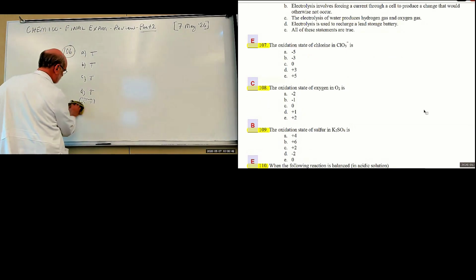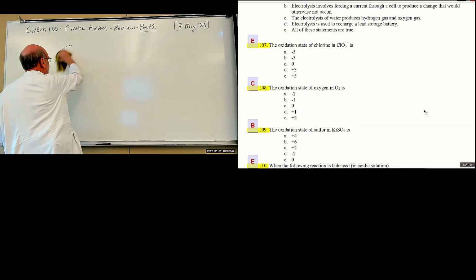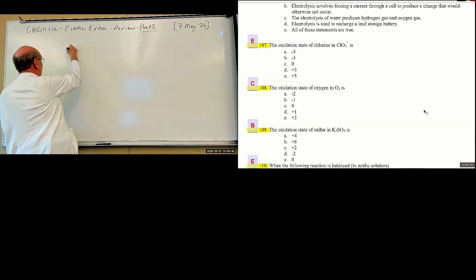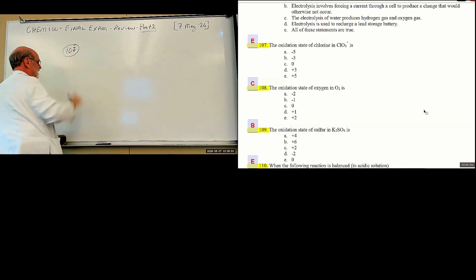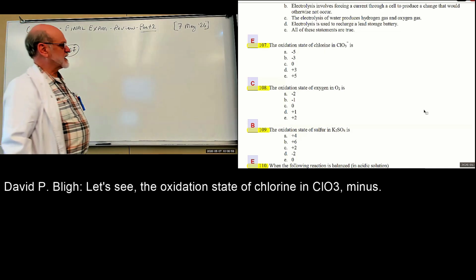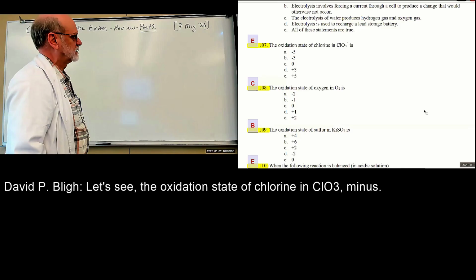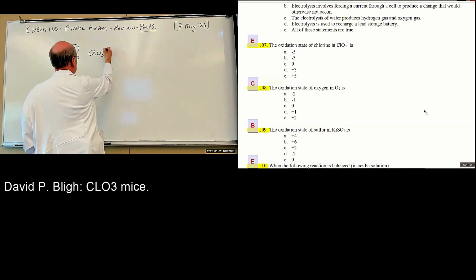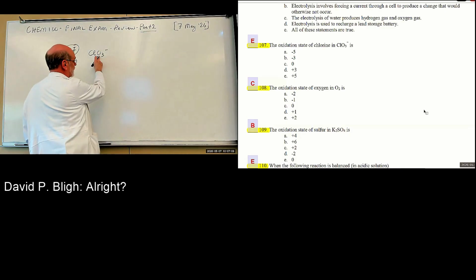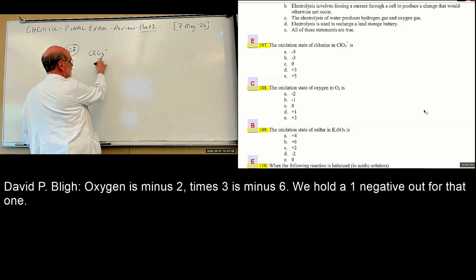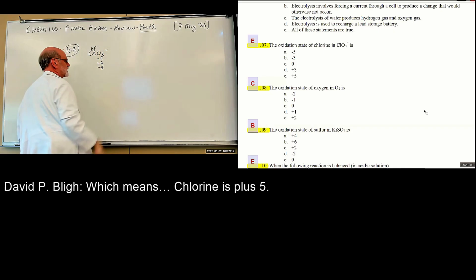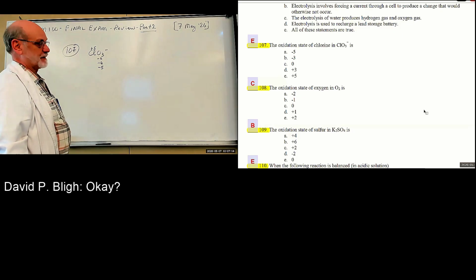107. Let's see, the oxidation state of chlorine in ClO3 minus. All right. Oxygen is -2 times 3 is -6. We hold one negative out for that one, which means chlorine is +5.